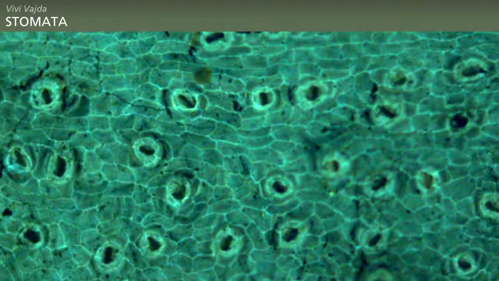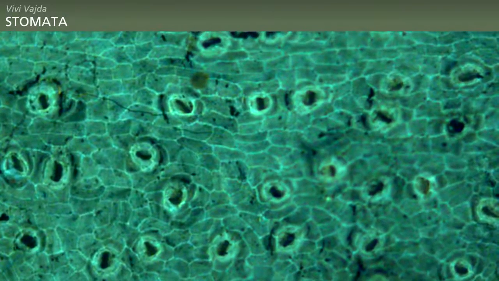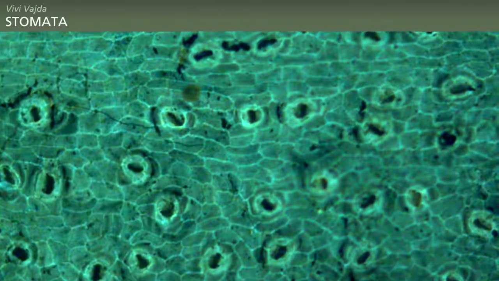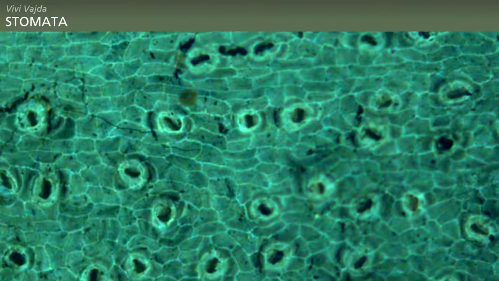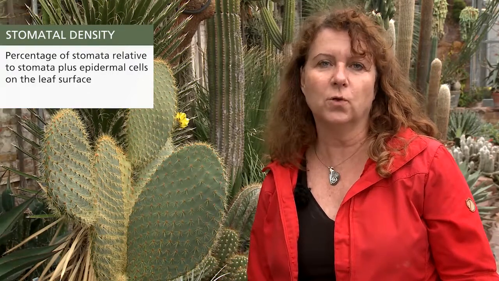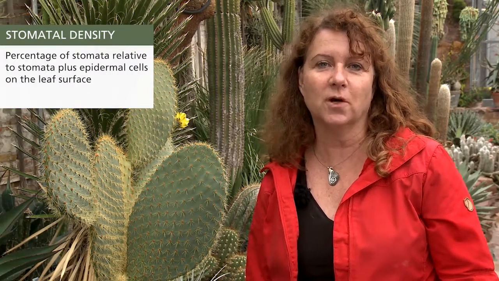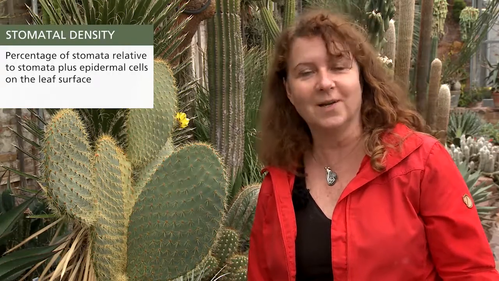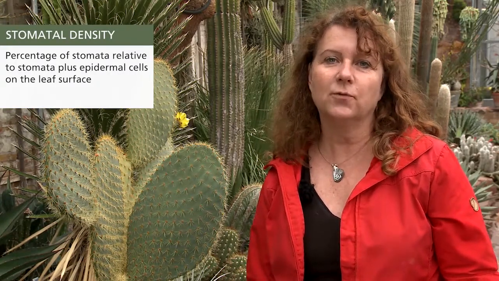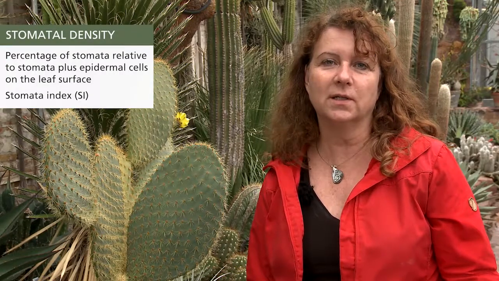This is what stomata look like through a microscope. You can actually fit about 10 stomata in a row to make up a millimeter, so they are really, really tiny. Stomatal density is actually often recorded as the percentage of stomata relative to stomata plus epidermal cells on the leaf surface, and referred to as the stomatal index.